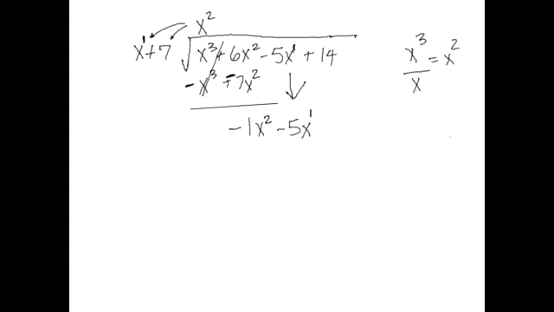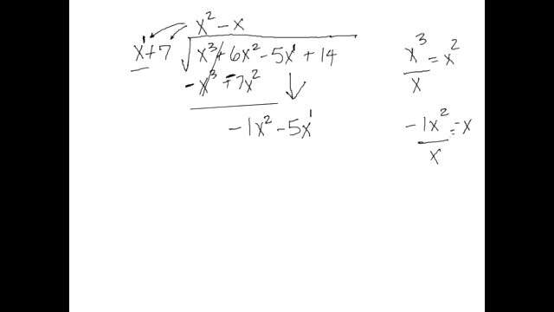Now I'm going to bring down the next term in my polynomial. And then I start over again. I look at the leading term, which is negative 1x squared, and I want to divide it by the leading term over in my divisor, which is x. So negative 1x squared divided by x reduces to negative x. That is part of my quotient, so negative x.